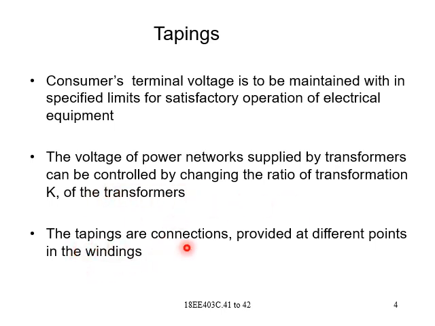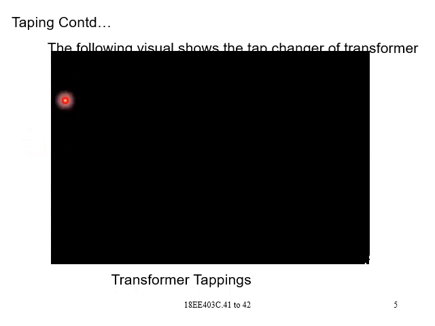And the tappings are connections provided at different points in the windings, like studs in the DC starters of 2 point, 3 point, and 4 point. You can see the studs connected in between the resistor. In the same way, the tappings are connections provided at different points in the windings. The following visual shows the tap changer of a transformer.